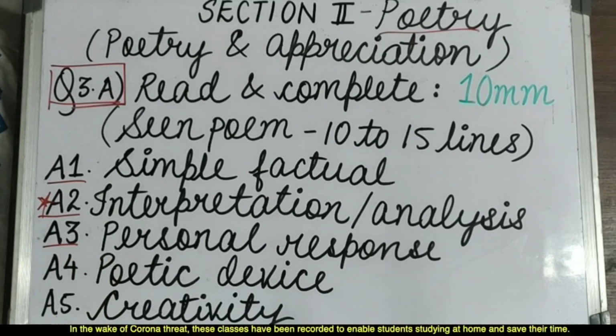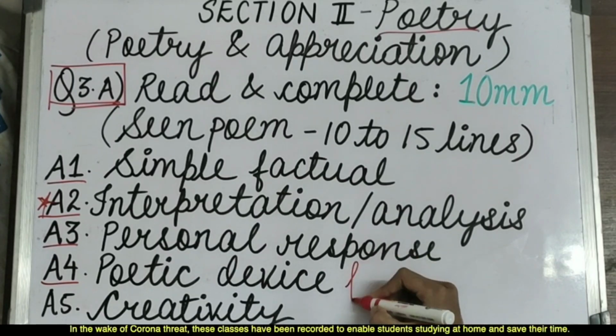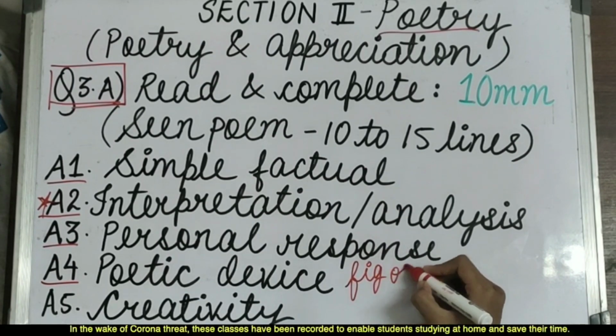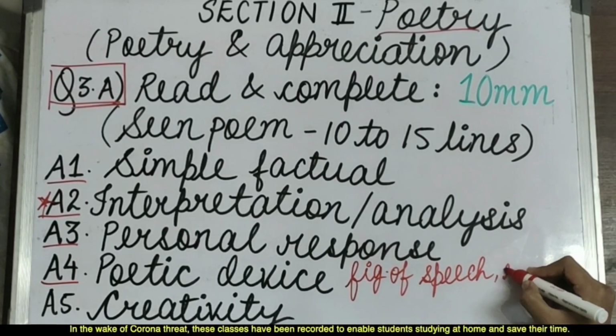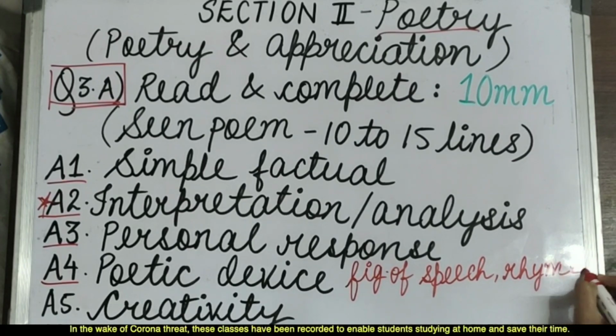Next is A3, personal response. This is again you have to write your own opinion in at least 5 to 6 lines. This also carries 2 marks. Next is A4 activity. A4 activity is the poetic device. Okay, in this, the types of questions asked are figures of speech and the rhyme scheme. Questions on figure of speech and rhyme scheme can be asked in poetic device.